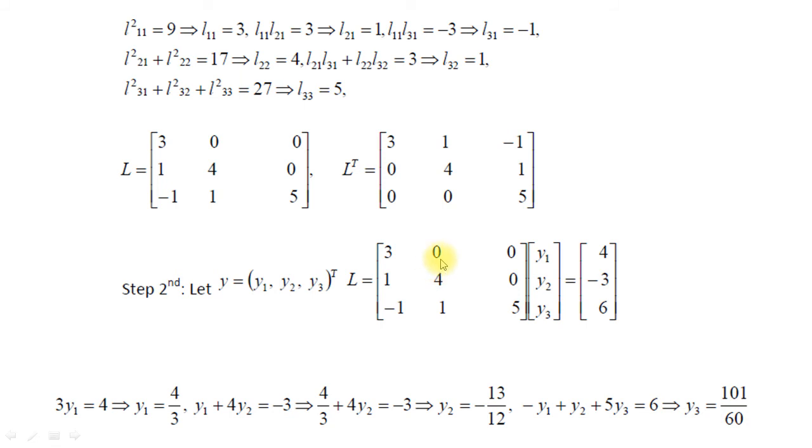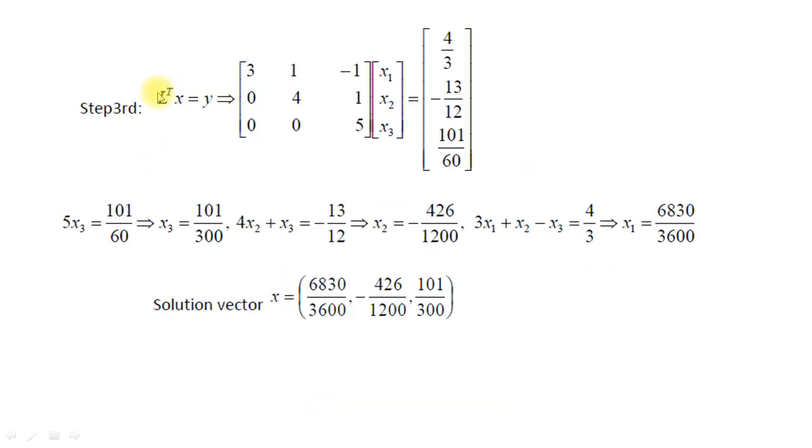Now using forward substitution, you can find the value of y1. 3y1 is equal to 4, so y1 is equal to 4 by 3, and in the second equation y1 plus 4y2 is equal to minus 3. Putting the value of y1, you can easily find that y2 is equal to minus 13 by 12, and in the last equation minus y1 plus y2 plus 5y3 is equal to 6. Putting the values of y1 and y2, we can find the value of y3 is equal to 101 divided by 60.